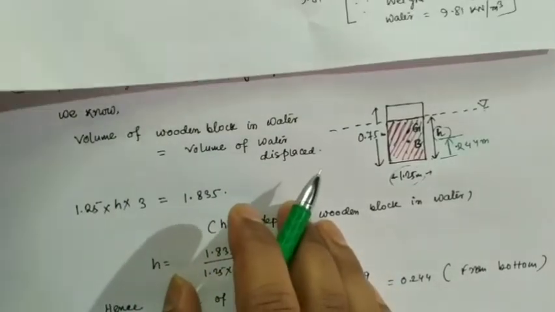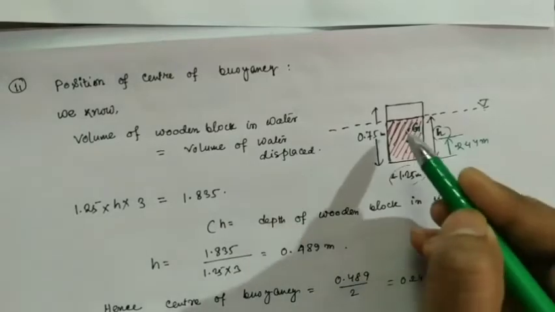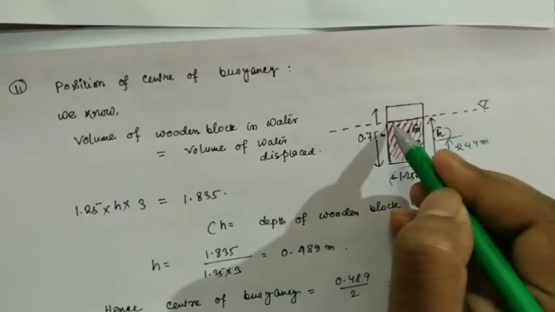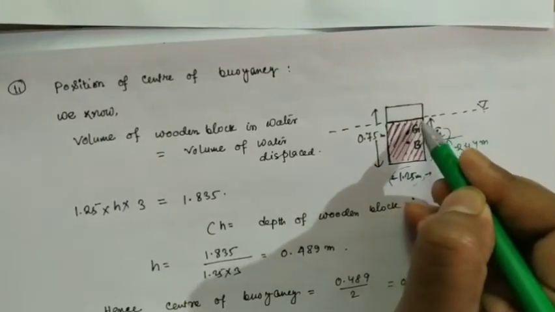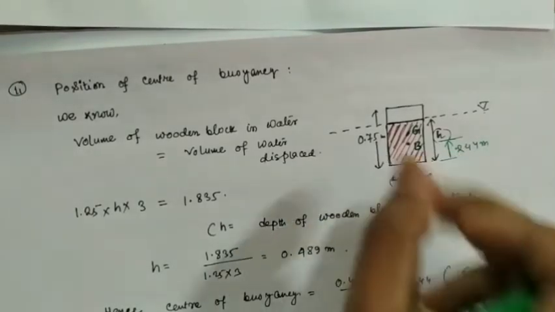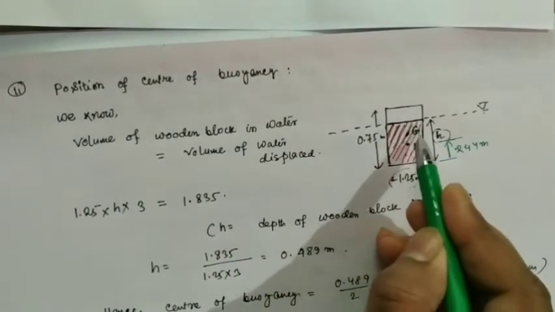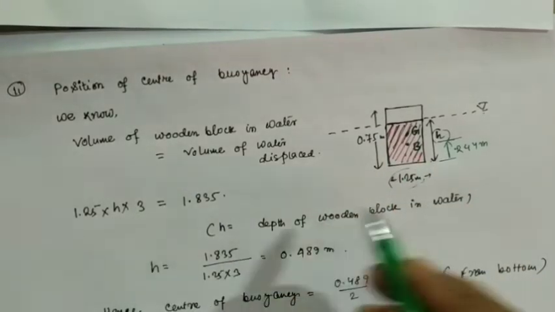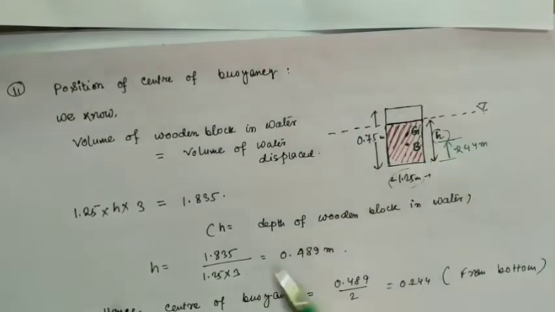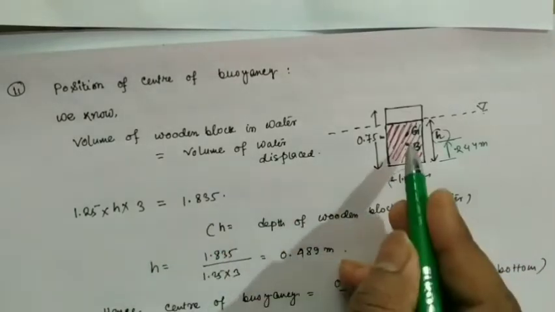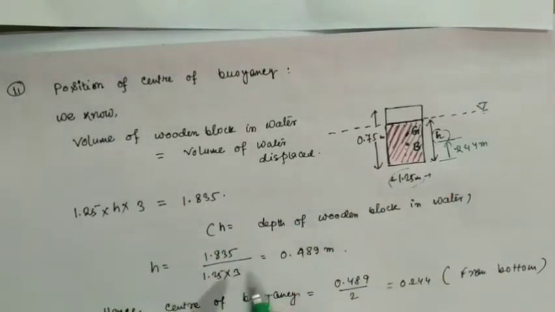So to find the position of the center of buoyancy, I am assuming that each part of the body is in water. The part of the body which is in water, you have to find that volume. So what will be the volume of that part? It is 1.25 into h into 3. That portion of the body is in water, and it will displace the same volume of water. Then it will be 1.835, and in this way we find the value of h.